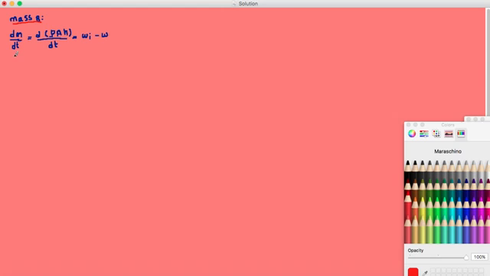Knowing that rho A is constant, we can simplify the equation and write it as dH/dt equal to 1 divided by rho A, multiplied by omega i minus omega. Let's call this equation number 1, because we need it later.